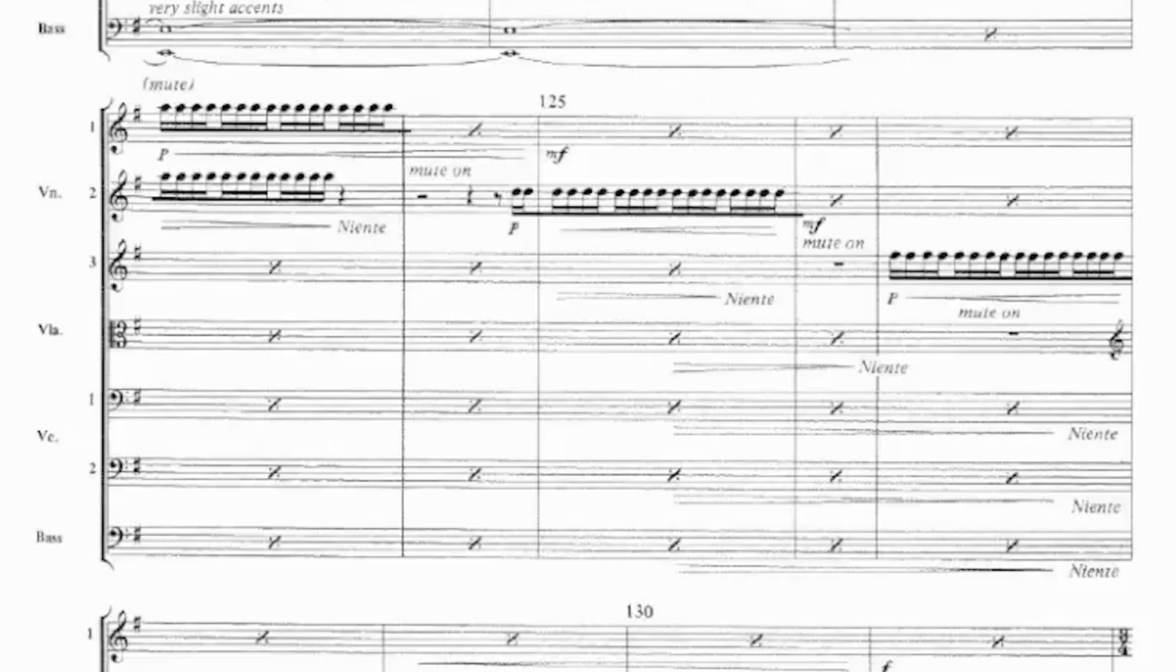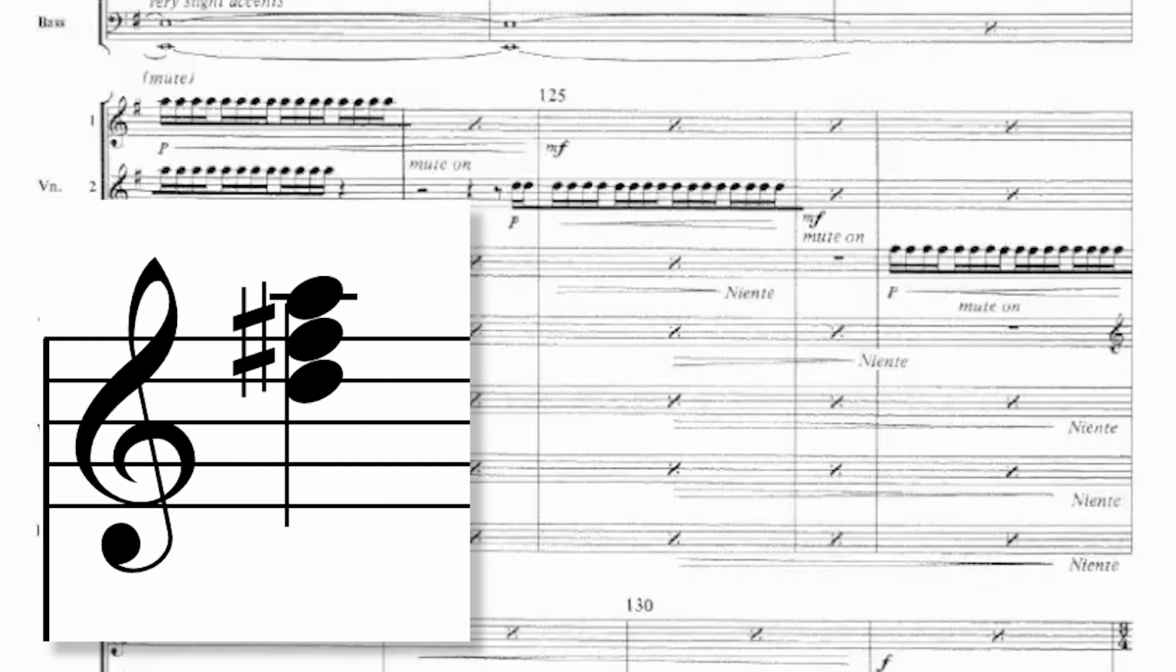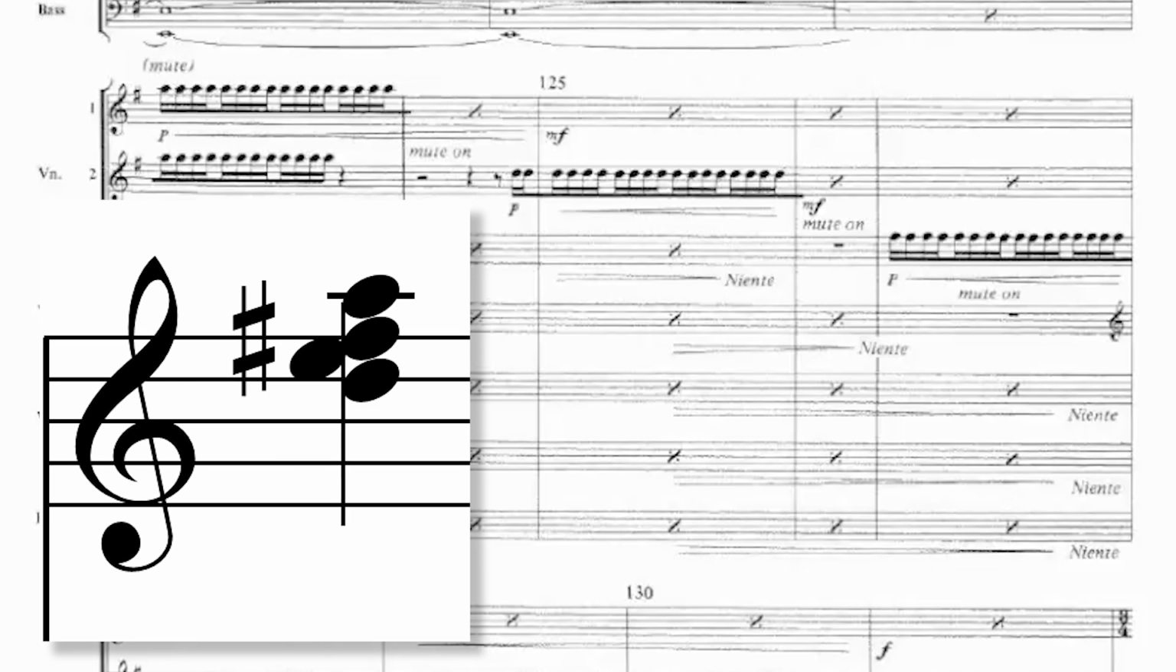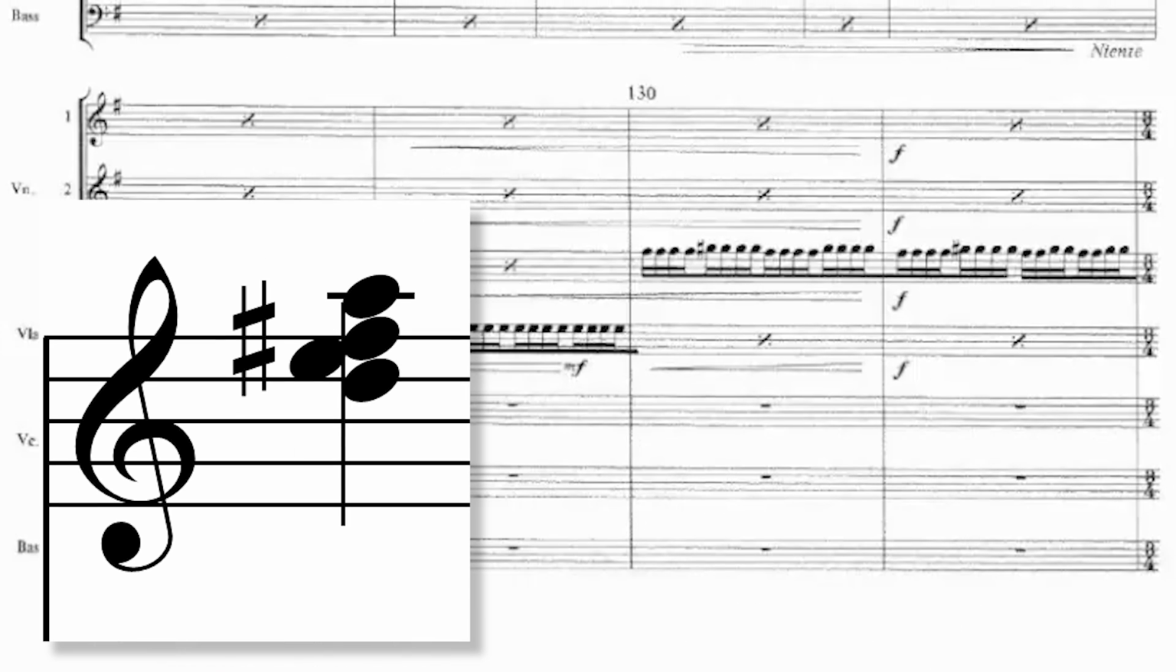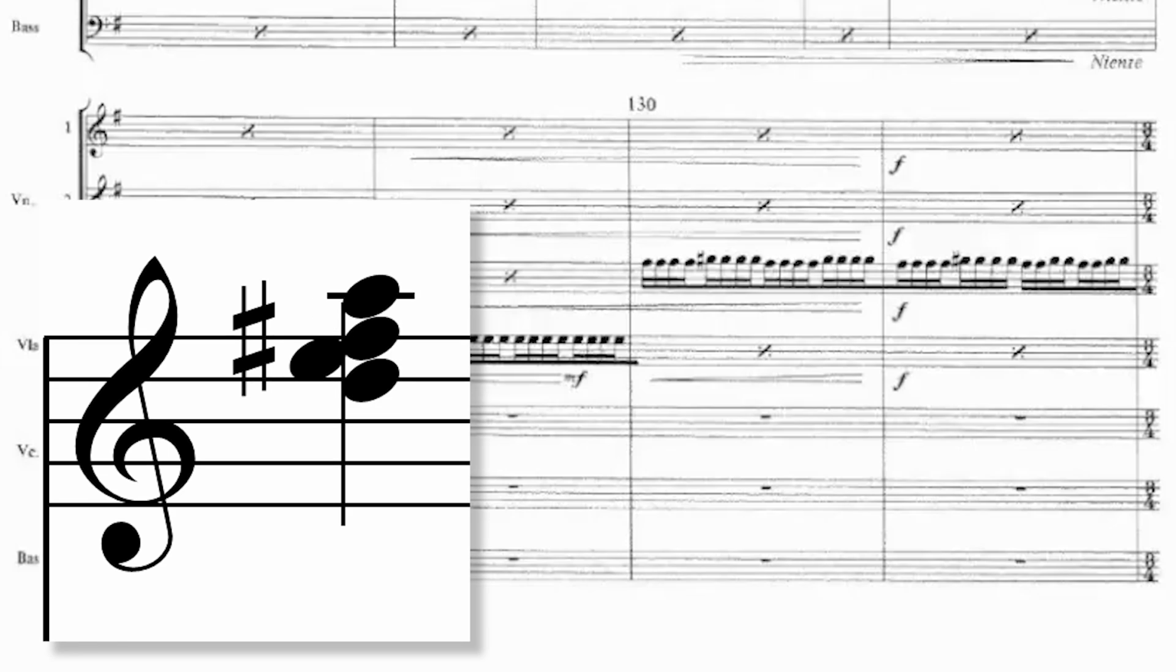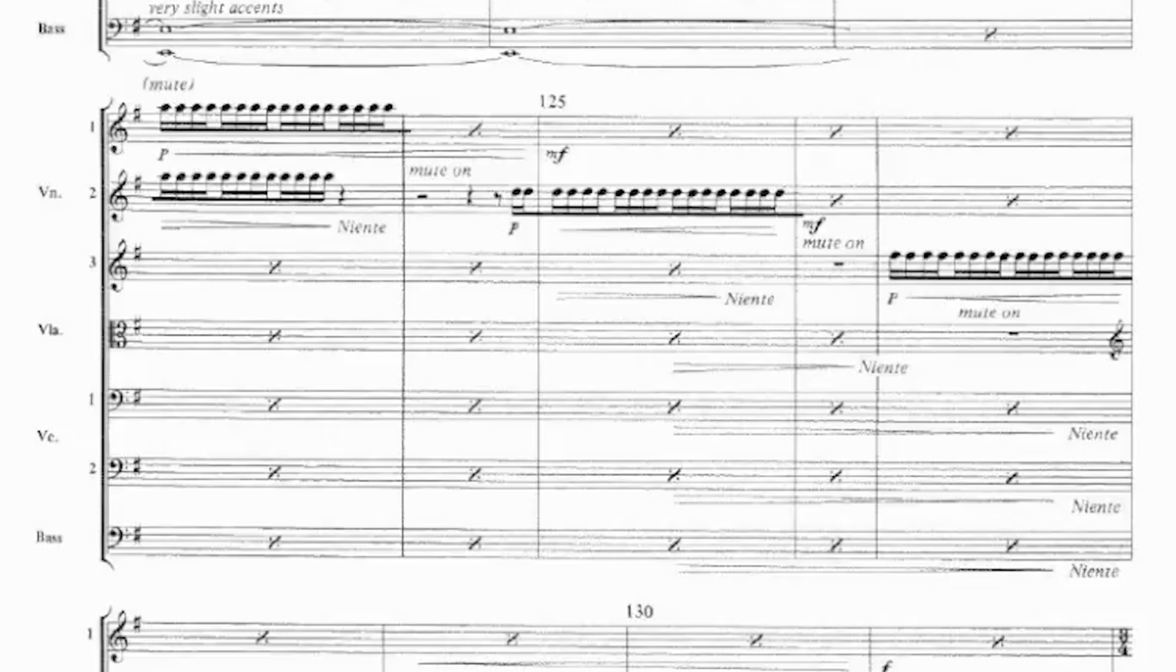Here in Shaker Loops, for example, you can see a D major triad. First an E is added, and then the F sharp shifts back and forth to the G sharp, allowing the single D major chord to stretch out in time.